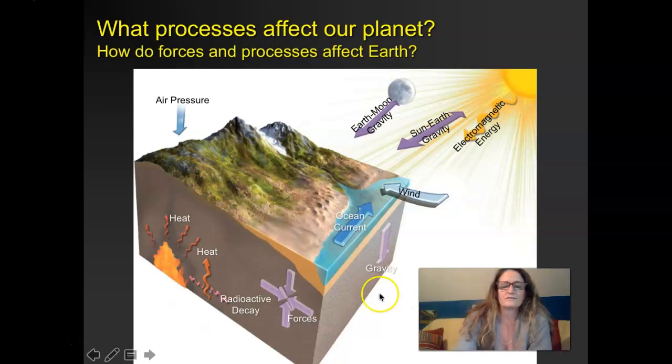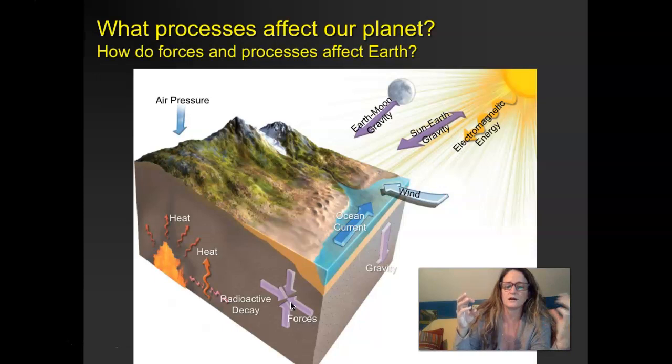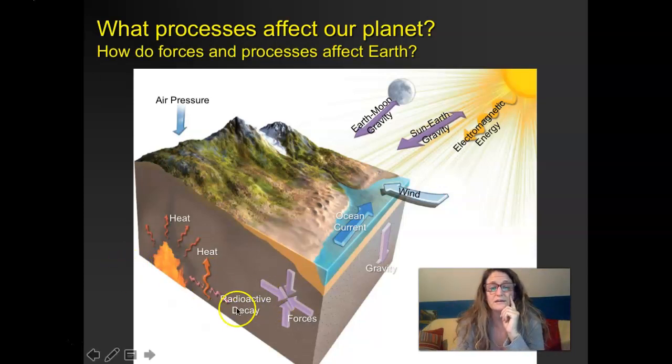There are hydrostatic forces. These are forces within the earth that are going to be kind of equal on all sides and push at rocks. Radioactive decay is a constant source of heat inside the earth.